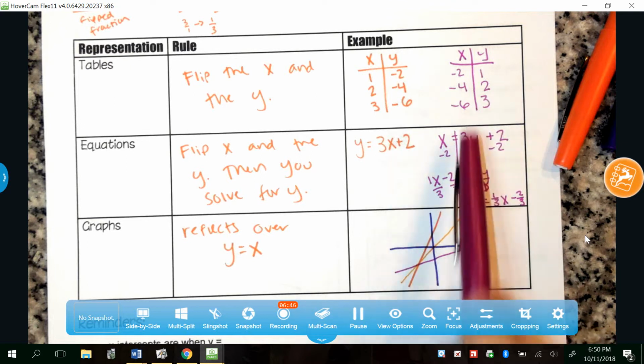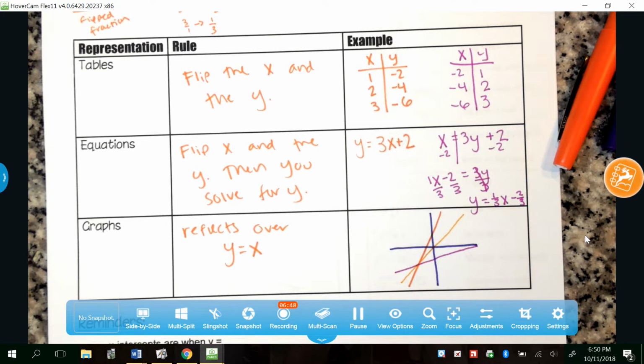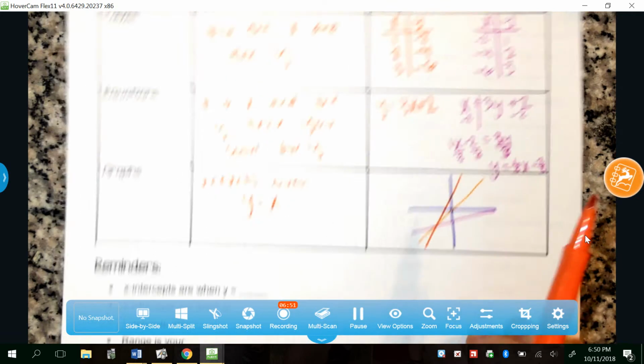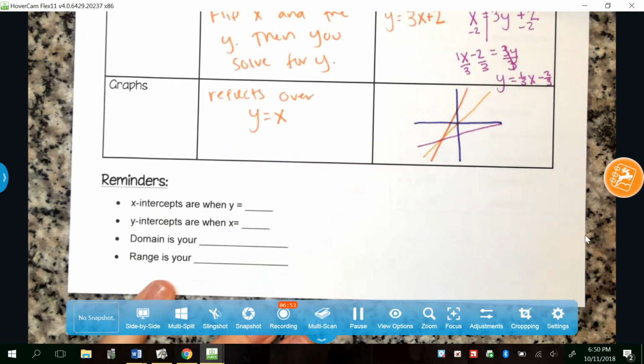We're going to practice all of these methods, not today. We're going to take it one thing at a time. So, reminders, just little things you need to remember.